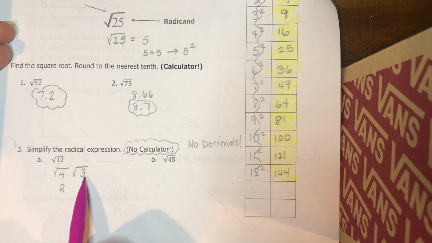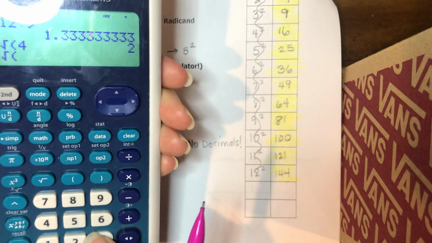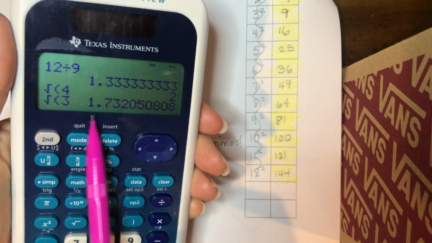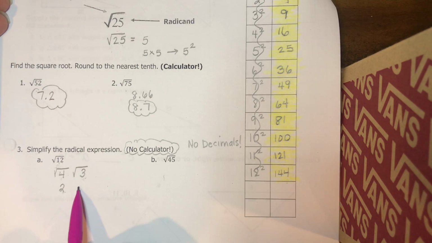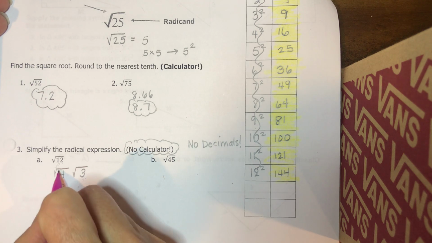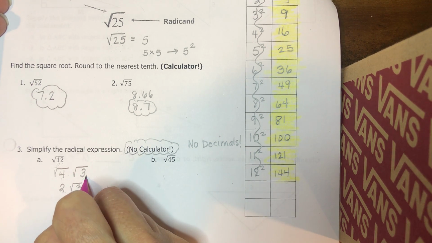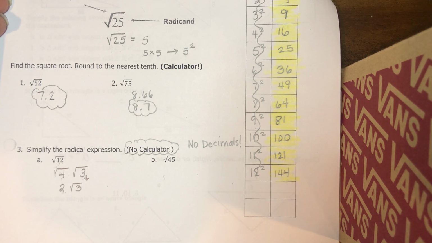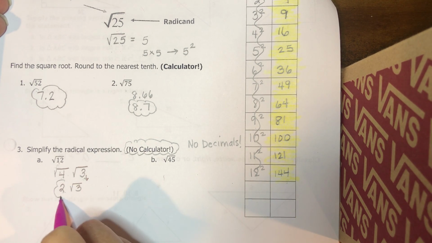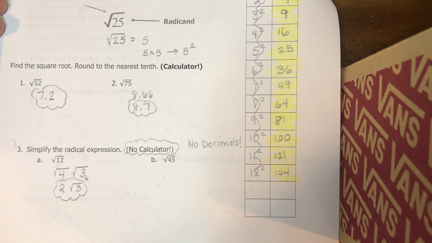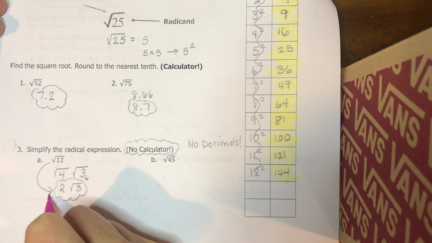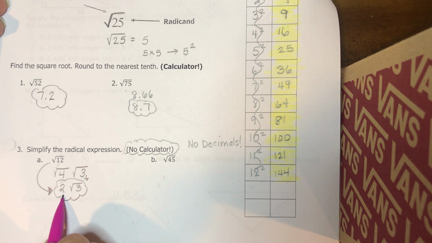But the square root of 3, guess what? There is no square root of 3 that's not a decimal. So I can't simplify that side. I could only simplify the first side. So we bring down the square root of 3. Just bring it down. And guess what? This is your answer. Square root of 12 simplified is 2 root 3.